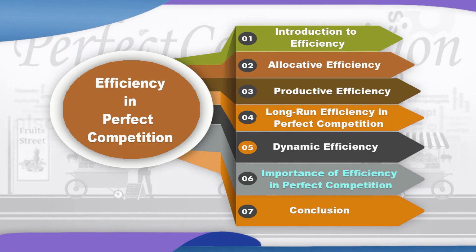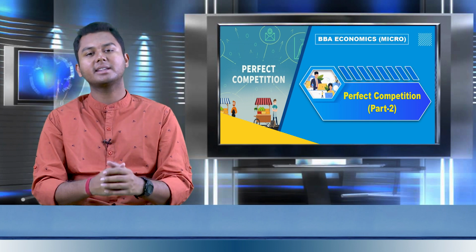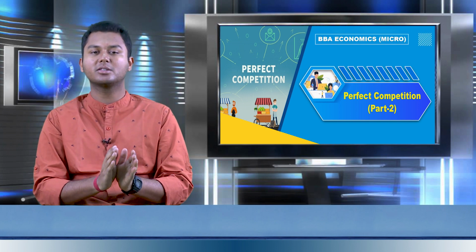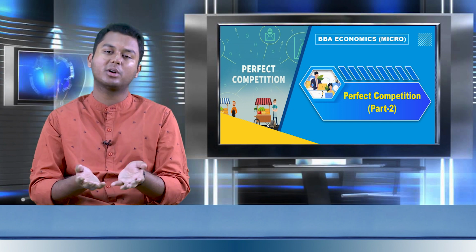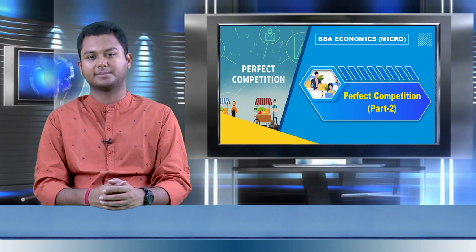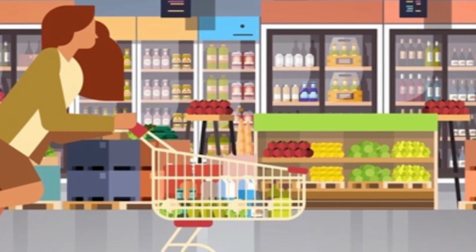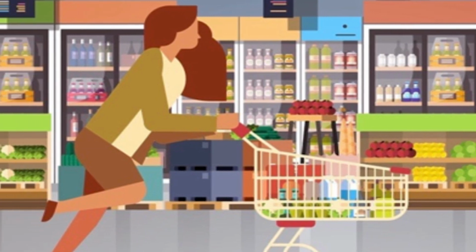Now, looking at the importance of efficiency in perfect competition, the first aspect is consumer welfare, which is pretty understandable. The efficiency in this market ensures that consumers first pay the lowest price possible and the quantities represent consumer preferences, that is, whatever they want. This maximizes consumer welfare as consumers get the best value for their money.